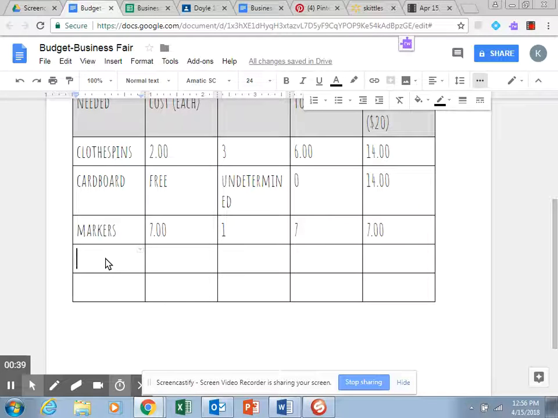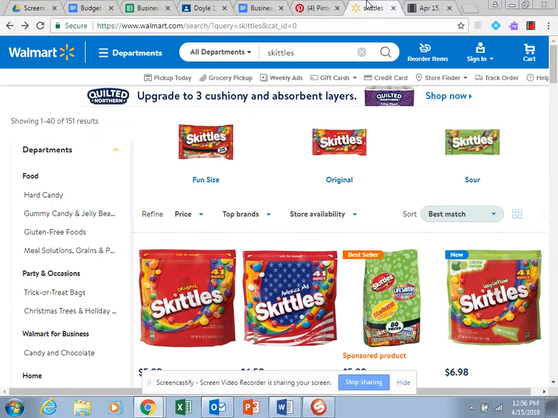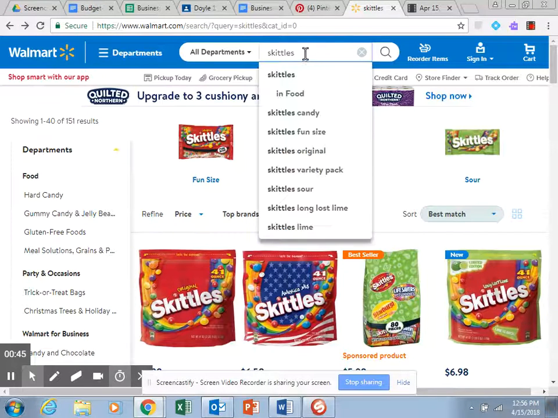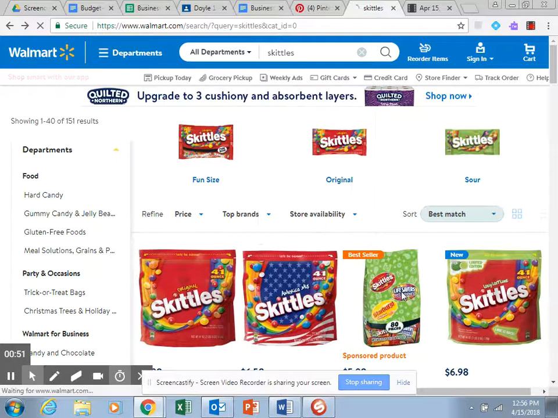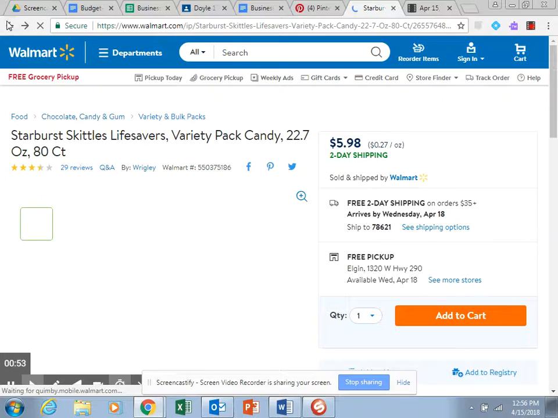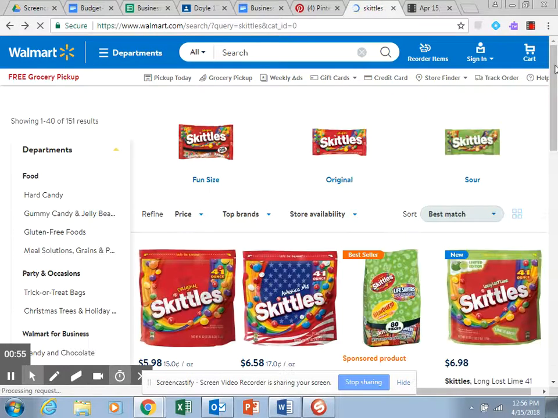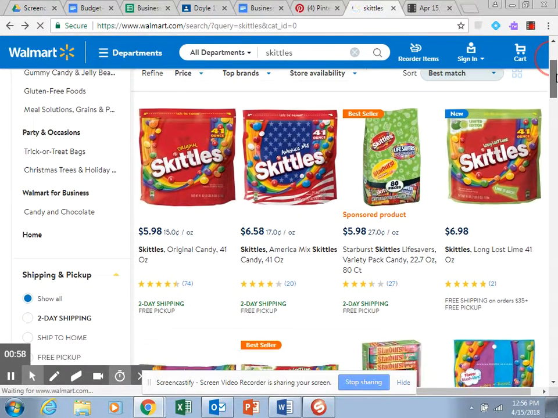Now, does this mean that you're going to sit there and eat all the candy? No. I will probably hold all the candy. So, what I did is I typed in candy. You can do fun sized. Oh, whoops, clicked on that too early. When you type in whatever you want to get, make sure that you get the little packs.